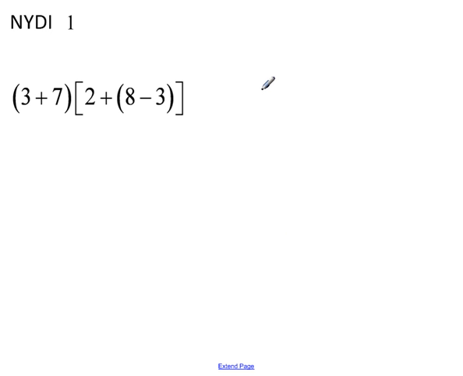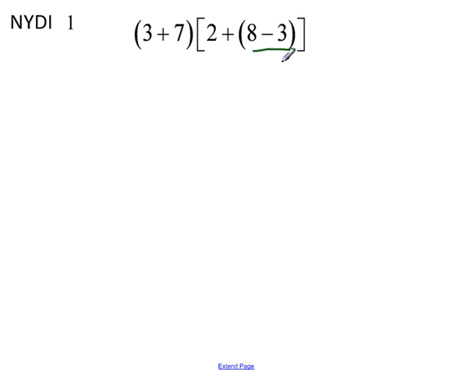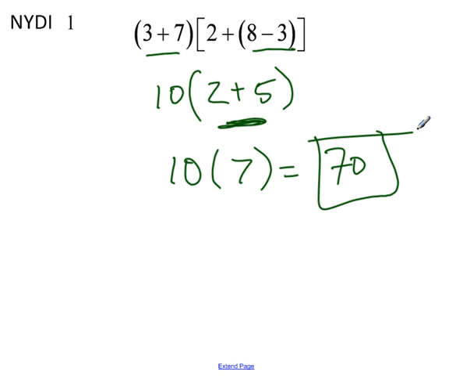Alright, so big old crazy problem here. So I would suggest give it a try on your own to see where it is that you make a mistake. We're going to work through it here anyway. But what are we going to do here? First, I'm going to start on the inside. I'm going to work through my parentheses here. I'm going to do these ones out here too. So 3 plus 7 makes 10 times 2 plus 8 minus 3 is 5. So here we've got to add those next. 10 times 7, and that equals 70, and that's nice.